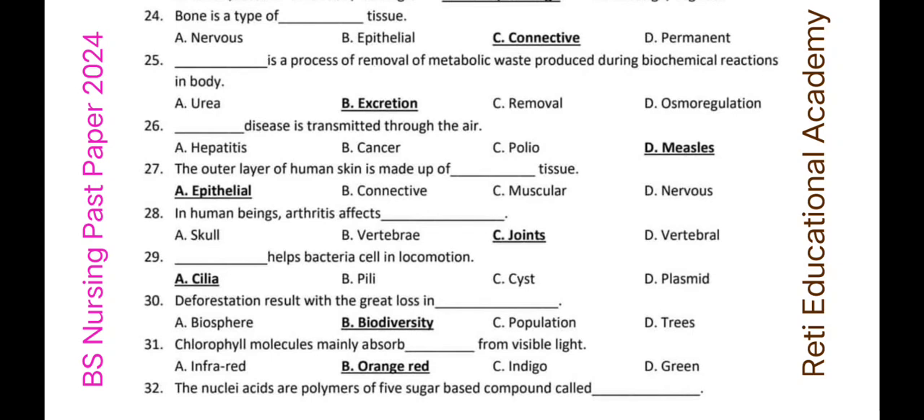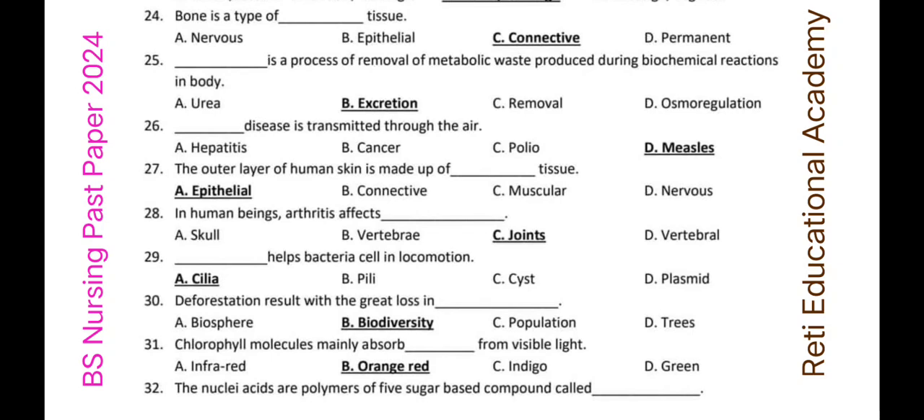Question number 26. Measles disease is transmitted through the air. Question number 27. The outer layer of human skin is made up of epithelial tissues. Question number 28. In human beings, arthritis affects joints. Question number 29. Cilia helps bacteria cell in locomotion.